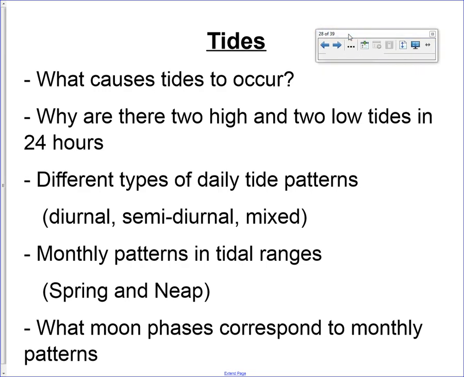All right, let's move on to tides. So some of you weren't here for tides, so I'm going to go a little bit slower here to make sure that we get this.